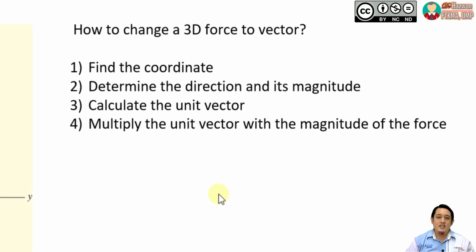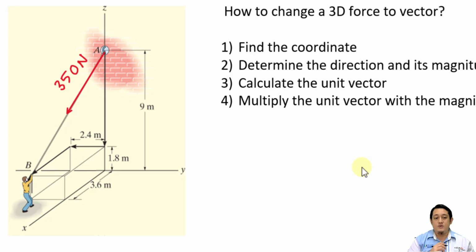Please take a look at this question here. Let's say a man is pulling a rope, and the force created by this pulling is 350 Newton. The man is pulling this rope, and the rope is from point A to point B. So this is the direction of the force: 350 Newton from point A to point B. How do we change this 350 Newton into a vector?